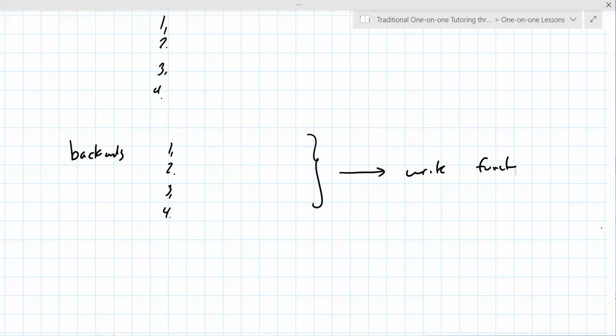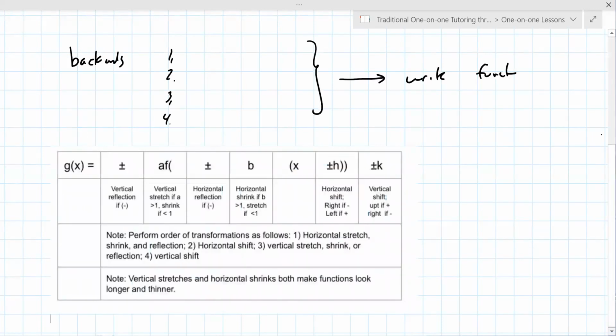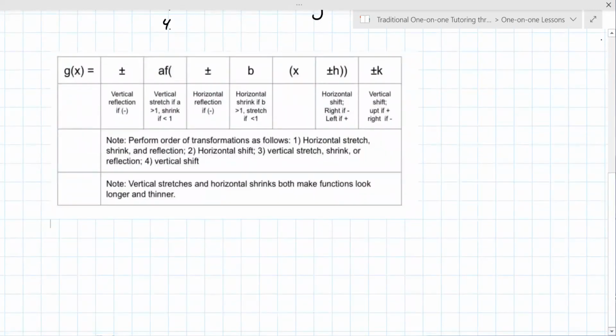All right, let me snip in this right here. It's really the horizontal ones that are the weirder, tougher ones. Yeah. So let's say here, okay, let's say it's left 4, horizontal shrink of 2.